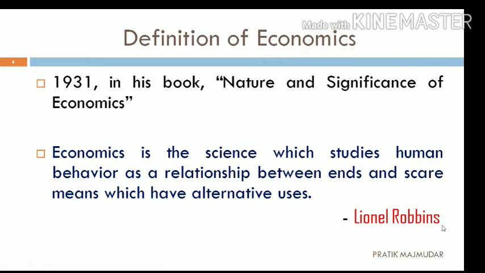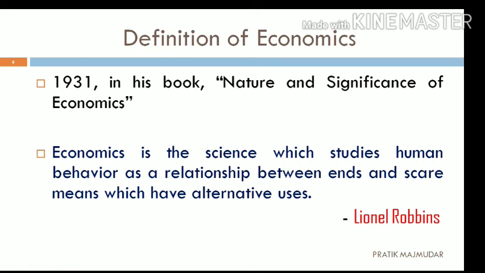So what definition has Robbins given? Economics is the science which studies human behavior as a relationship between ends and scarce means which have alternate uses. Previously they were also talking about human behavior or mankind. Here, the concept is related with ends and scarce means. What is that? That means it is about scarcity.